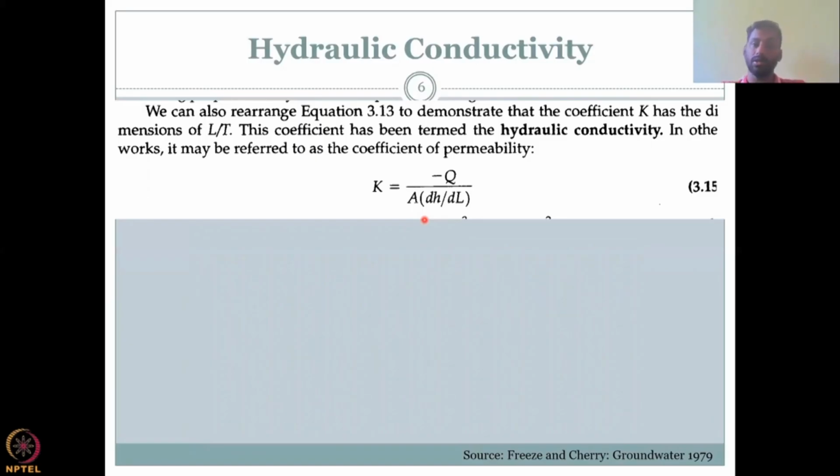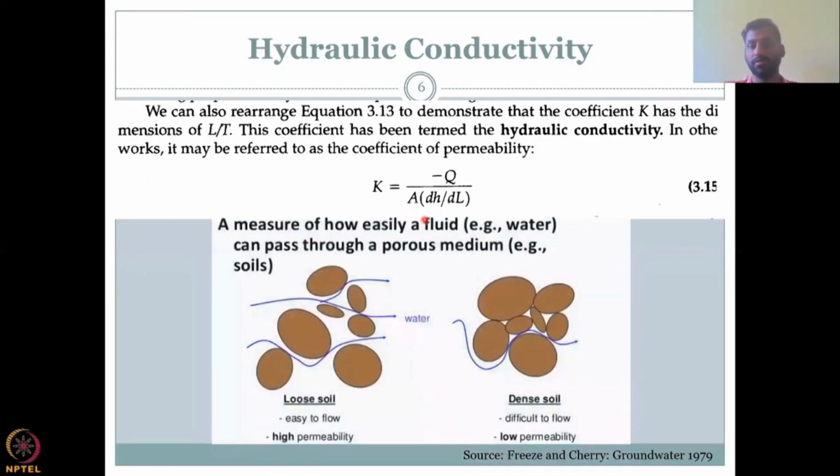We can rearrange the equation to give the previous equation to have K, which has dimensions of meters per second, or length per time. And it is equal to K equals minus Q by A dH by dL. What is dH and dL? We will look at it in the following slides.